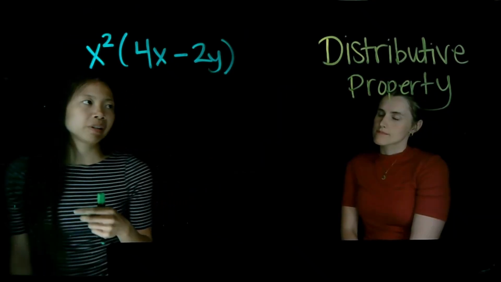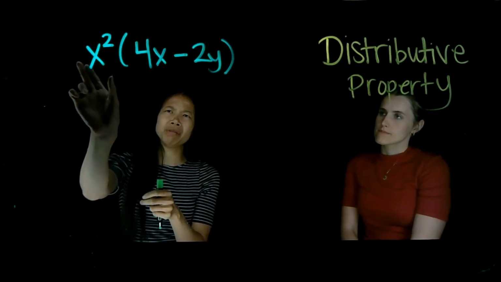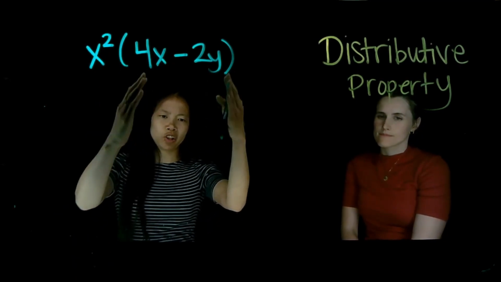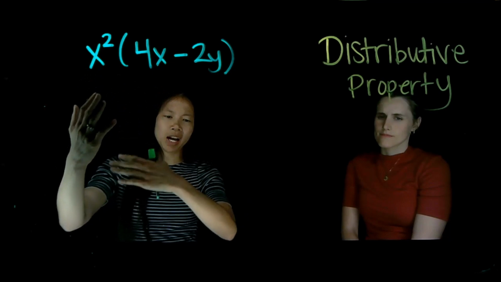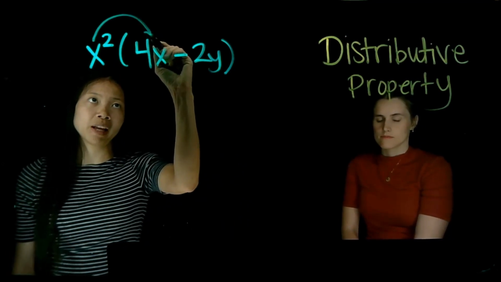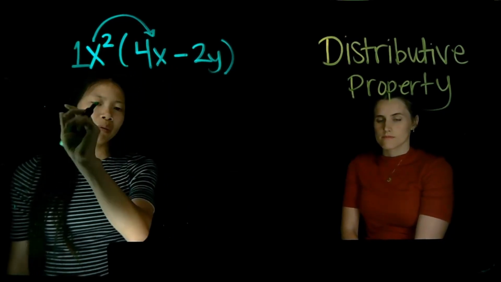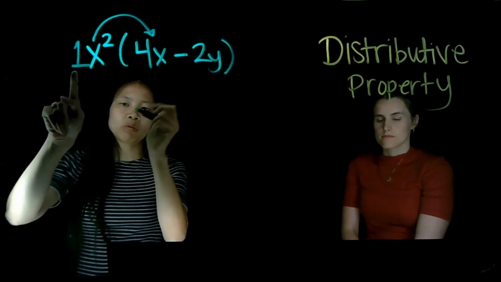The distributive property is really nice for expressions like this, where maybe it would be hard to rewrite 4x minus 2y in terms of being added x squared times, right? That seems a little bit more abstract. So the distributive property is really nice here. I can multiply x squared here. x squared times 4x. You can think of x squared as 1x squared. There's only 1x squared, so you do 1 times 4, which is just 4.